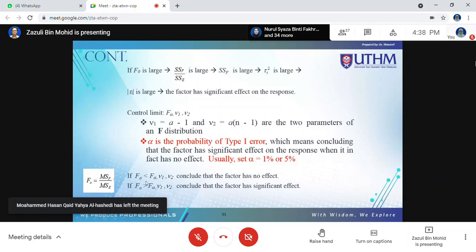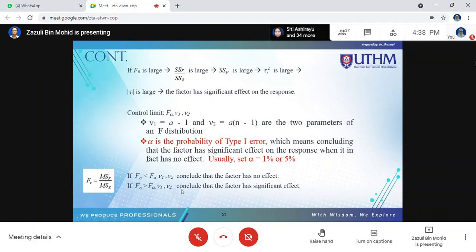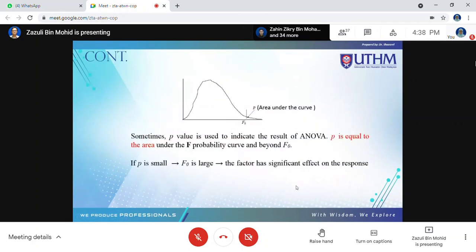If the F0 is smaller than the value taken from the table, we conclude that the factor has no effect. And if the F0 is larger than the value that we can get from the table, we can make conclusions that the factor has significant effect.